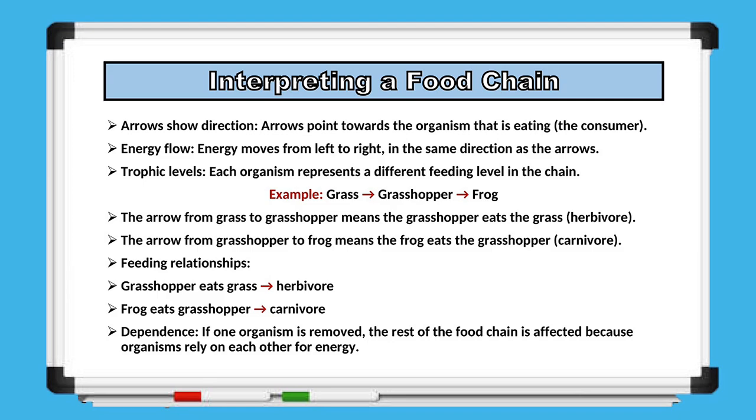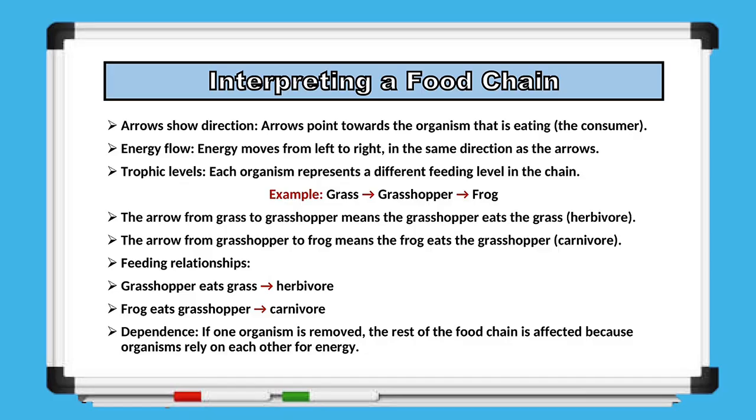Each organism in the food chain occupies a different trophic level based on its feeding position. The producer is the first trophic level, the herbivore is the second, the secondary consumer is the third, and so on. For example, the arrow from grass to grasshopper tells us that the grasshopper feeds on the grass, making it a herbivore. The arrow from grasshopper to frog tells us that the frog feeds on the grasshopper, making it a carnivore. Food chains also show the dependence of organisms on one another.